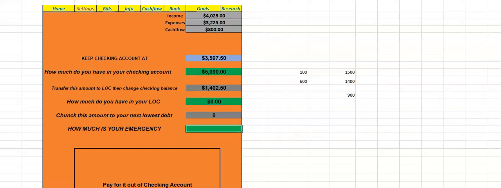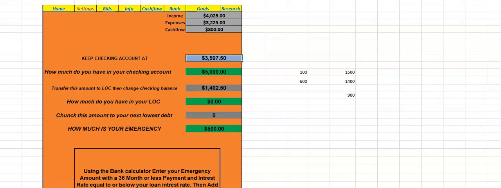So this emergency field, you enter the amount that you want, and the way that this is calculating it is taking basically what's left over from here. 3,597. Sorry guys, I'm trying to make this quick.